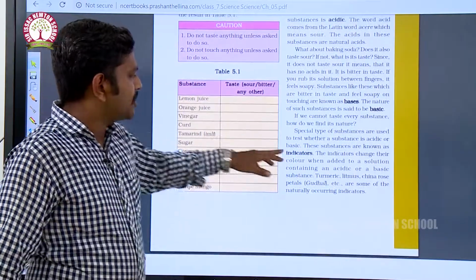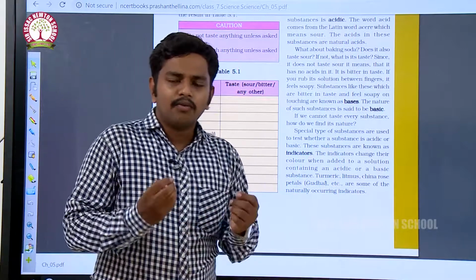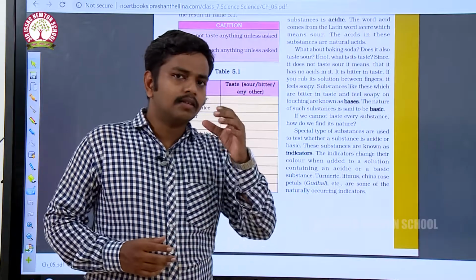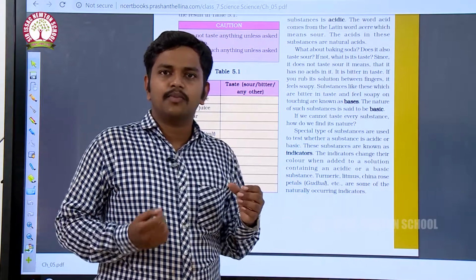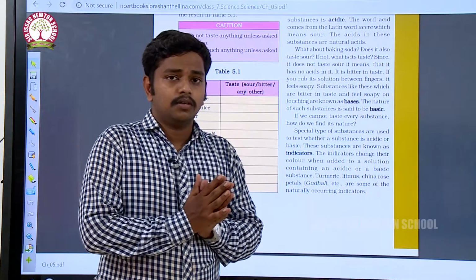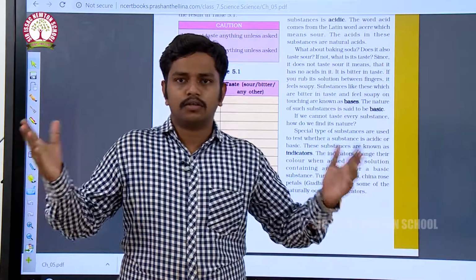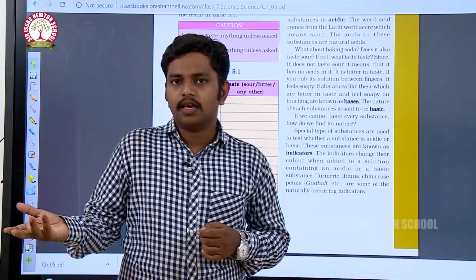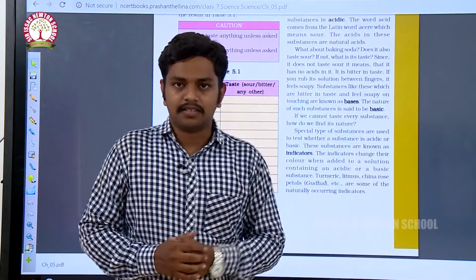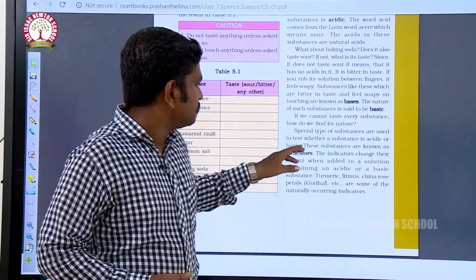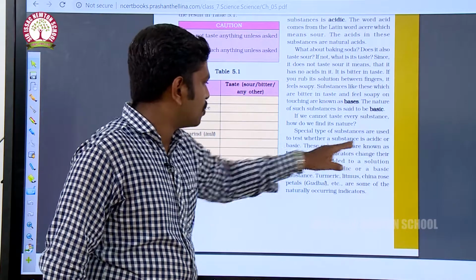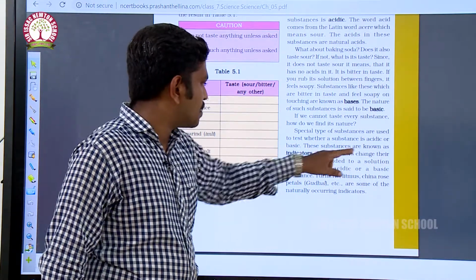And then, what is meant by an indicator? What is the purpose of an indicator? Suppose lemon juice is there. When I taste the lemon juice, it is sour in taste, therefore it is acid. But I cannot taste every substance, maybe it is poisonous and I will die. So instead of that, scientists found indicators. Indicators are special types of substances used to test whether a substance is acidic or basic.